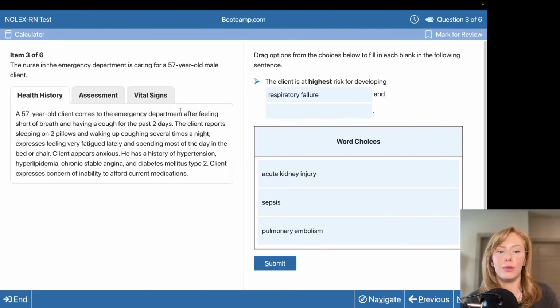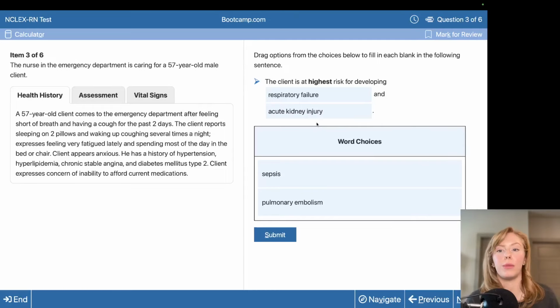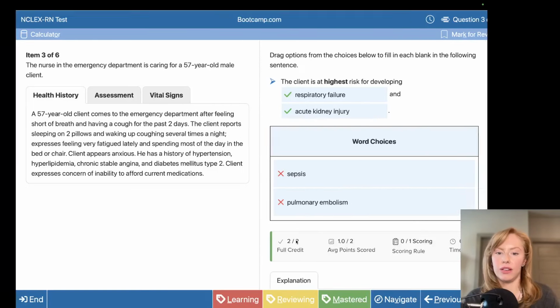But of the ones that we saw, yes, the respiratory failure and the acute kidney injury, or really any form of organ failure, are the two big ones. And we are correct. Well done.